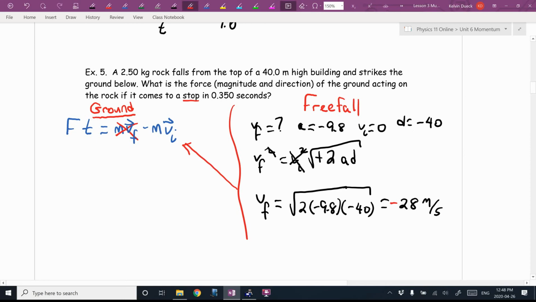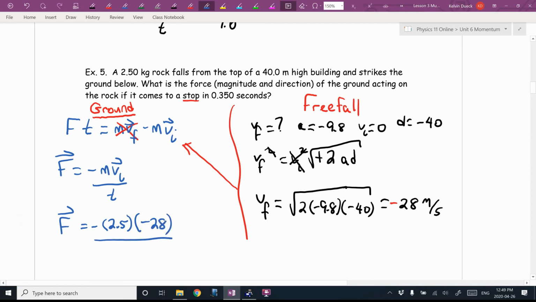And remember, the final velocity right when we hit the ground is the initial velocity when the ground starts bringing us to a stop. First of all, it wants the force, so I'll divide both sides by t. I'll get F equals negative m vi over t. F equals negative m, 2.5, vi negative 28, all over 0.35. And you'll notice I get a negative times a negative, which is a positive. Up is positive. Yeah, that makes sense.